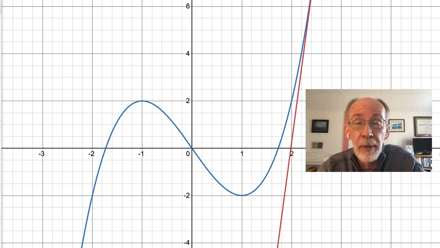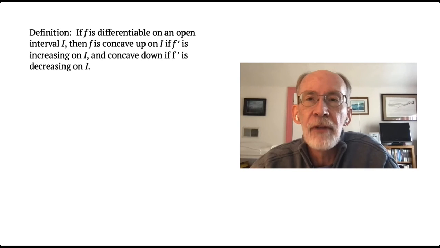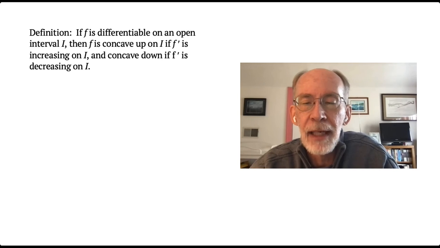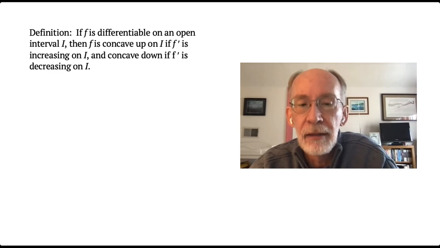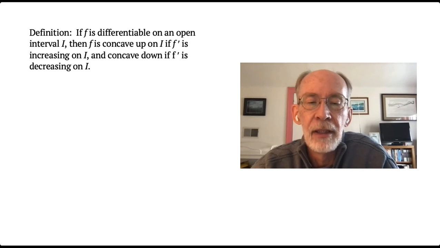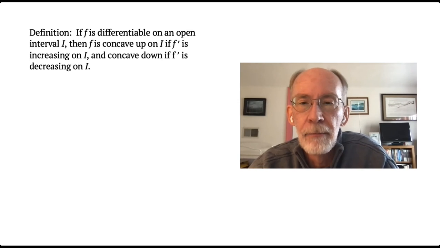This is not the only way it can be done. It's the way the textbook does it that I use with my students, and I think it's a very good approach to take to the notion of concavity. So we're going to use this graphical exploration as the basis for a formal definition, and our definition will be, if f is differentiable on an open interval I, then f is concave up on I if f prime is increasing on I, and concave down if f prime is decreasing.